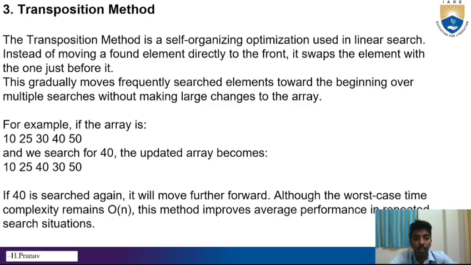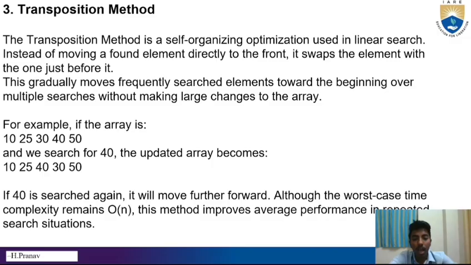For example, if the array is again 10, 25, 30, 40, 50, and we search for 40, the updated array becomes 10, 25, 40, 30, 50. If 40 is searched again, it will move further forward. Also, the worst case time complexity remains the same.